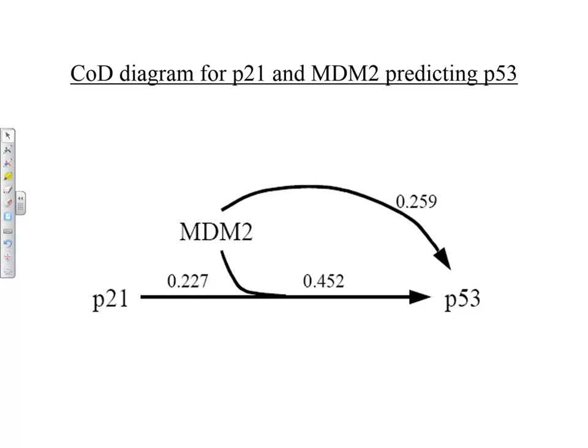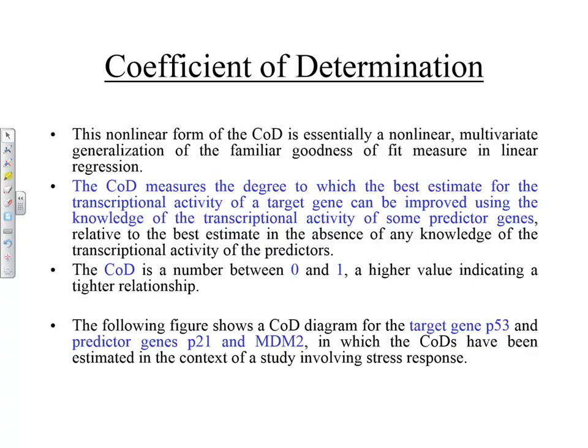So you get the data basically from some stress response experiments, and then you use that data to do these COD calculations. The following figure shows the COD diagram where the target gene is P53 and the 2 predictor genes are P21 and MDM2, in which the CODs have been estimated in the context of a study involving stress response. So you're subjecting the cells to stress, then looking at the expression levels of these different genes, and then looking at that data and trying to calculate the best predictor, in the absence of observations, then with observations, and then do all the detailed calculations.